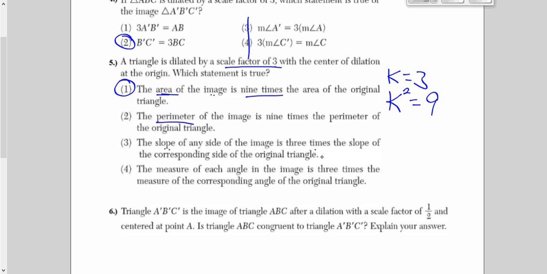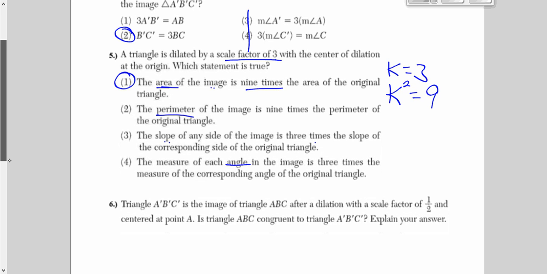This is actually different, right? What did I tell you about dilations? The corresponding sides are parallel, and they stay parallel. So if 2 lines are parallel, what do you know about their slopes from last year? Same slope. So we can't multiply it by 3, can we? If we multiply it by 3, that's a different slope, and then the corresponding sides won't be parallel. So it can't be that one. Measure of each angle. Angles, we know that won't work. So it's going to be choice 1.